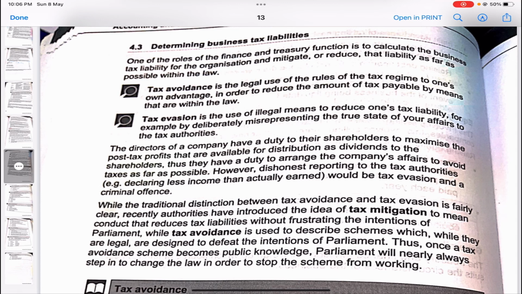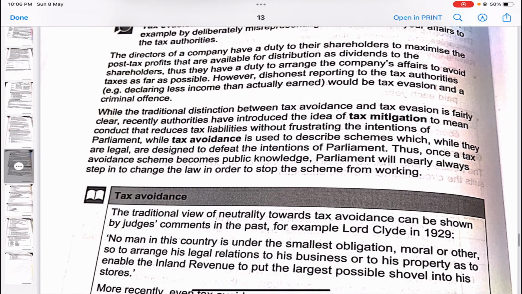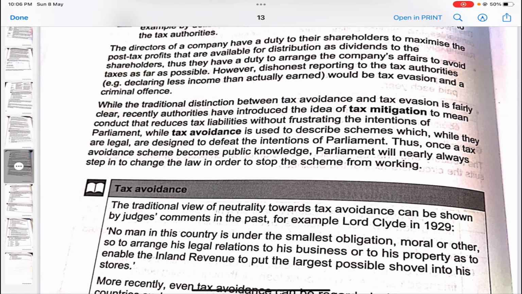What is tax evasion? Tax evasion is illegal, it is a criminal offense. Tax evasion is the use of illegal means to reduce one's tax liability, for example, by deliberately misrepresenting the true state of your affairs to the tax authorities. The directors of a company have a duty to their shareholders to maximize the post-tax profits that are available for distribution as dividends to the shareholders. Thus, they have a duty to arrange the company's affairs to avoid taxes as far as possible.